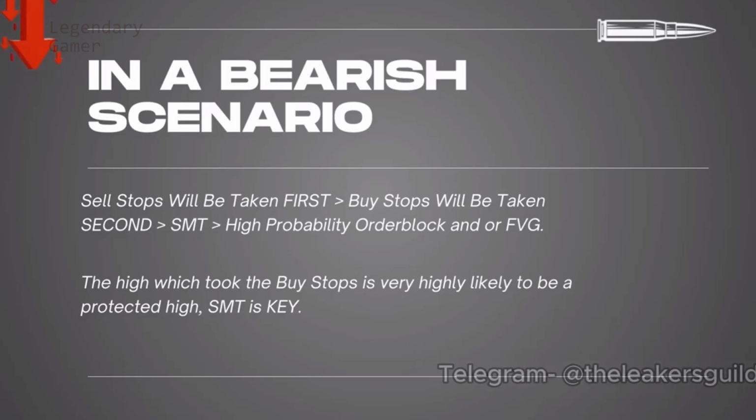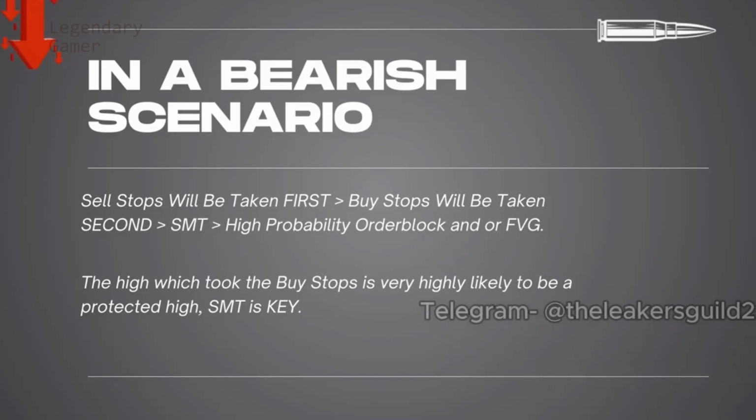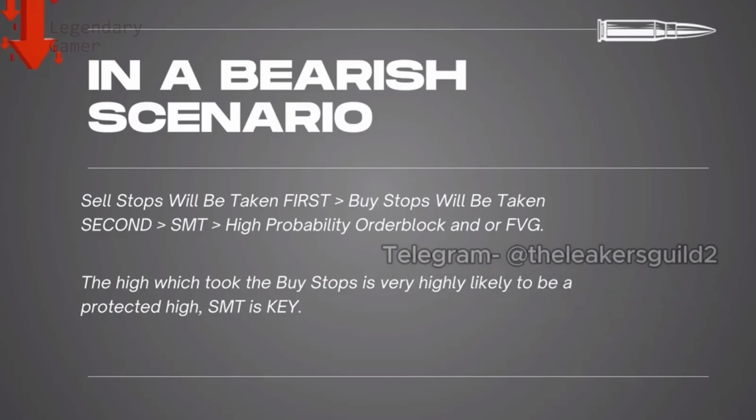Once those buy stops are taken, we want to see SMT, because that is where that high probability order block and/or fair value gap forms. The high which took the buy stops is very highly likely to be a protected high, and then again SMT is key here.